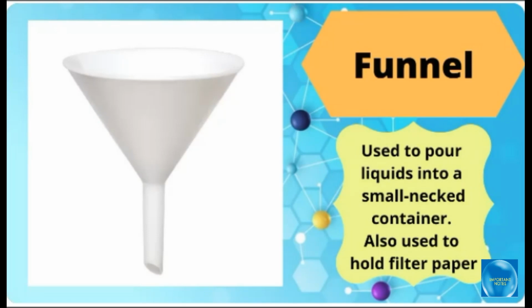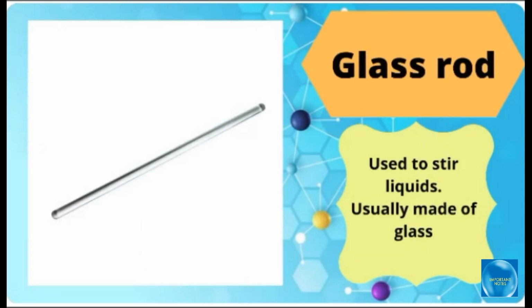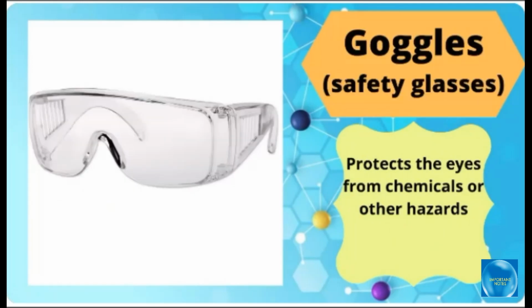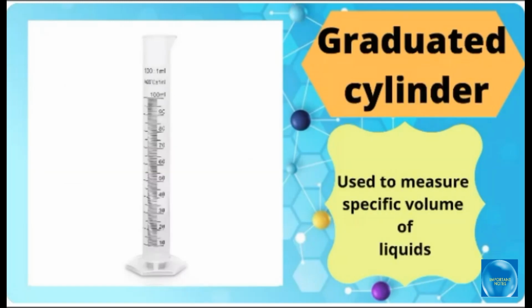Funnel, used to pour liquids into a small neck container, also used to hold filter paper. Glass rod, used to stir liquids, and it is usually made out of glass. Goggles, also known as safety glasses. It protects the eyes from chemicals or other hazards. Graduated cylinder, used to measure specific volume of liquids.